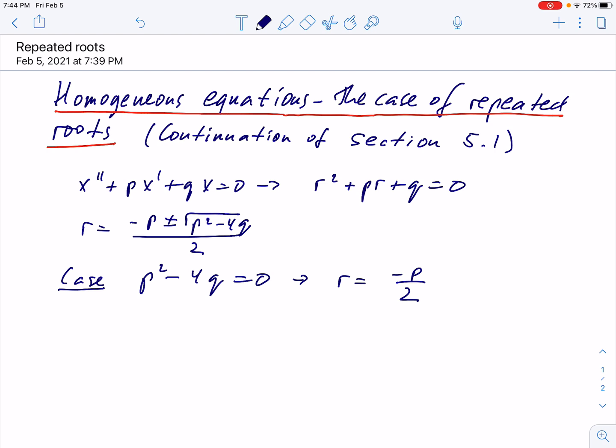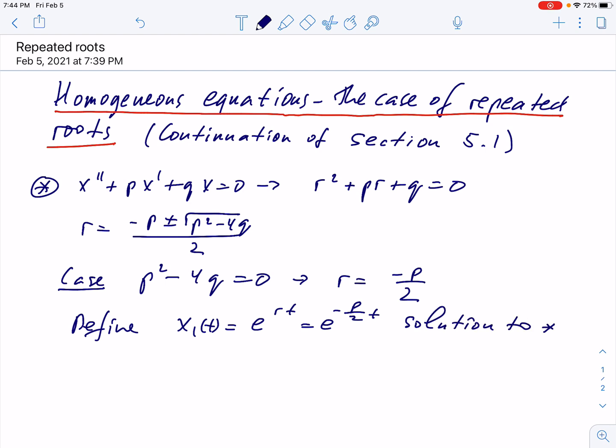So then we define x1 of t to be exponential rt, which is exponential negative p over 2t. And this is a solution to our homogeneous equation star. However, we need a second solution. We need two independent solutions to write the general solution.